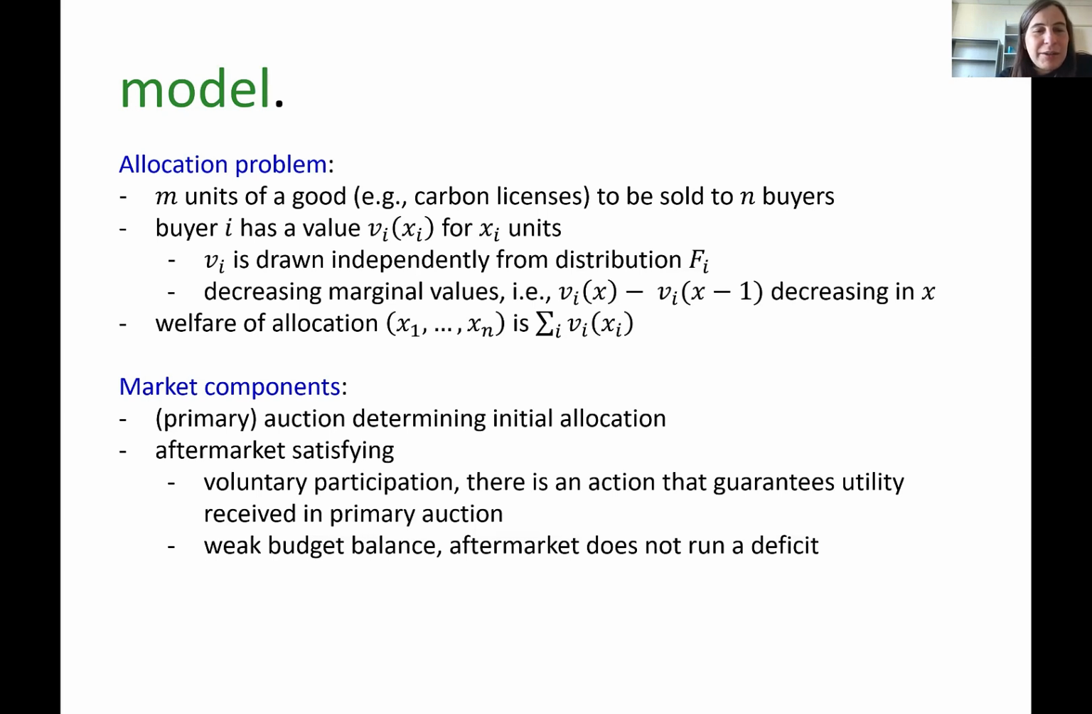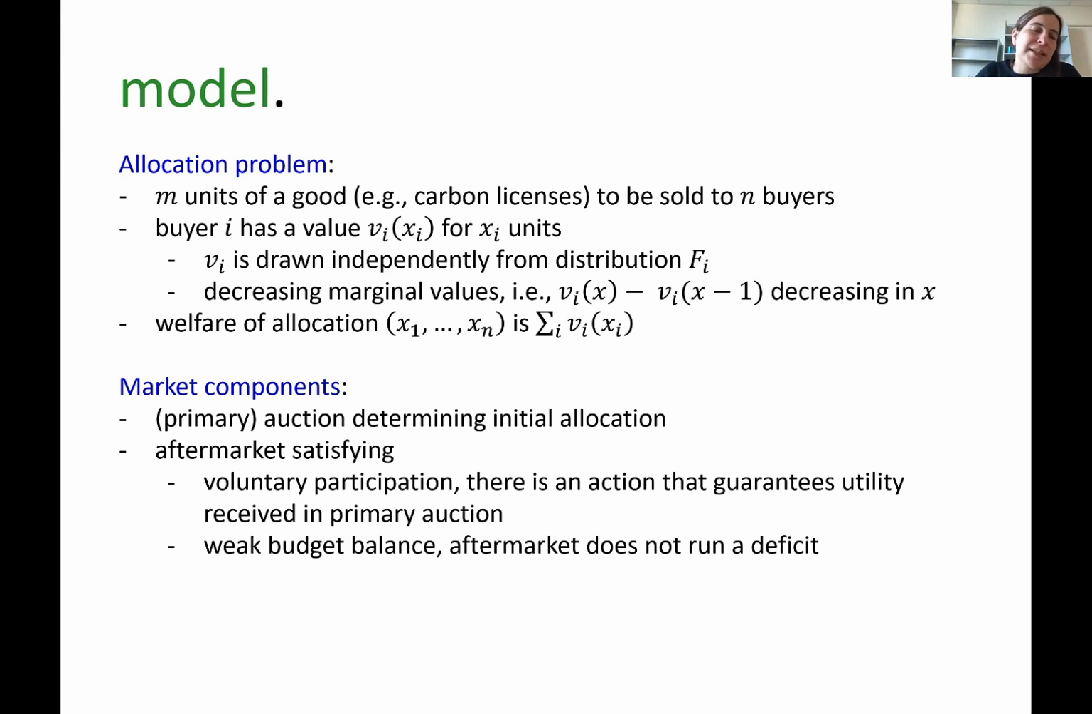So the market, that's kind of like the allocation problem that the designer faces. And the market has 2 components. There's going to be a primary auction that the designer can choose the format of, and this auction will determine an initial allocation. And then there's going to be an aftermarket. I want to leave the format of the aftermarket very vague, because I assume that the designer doesn't have knowledge of it or control over it.